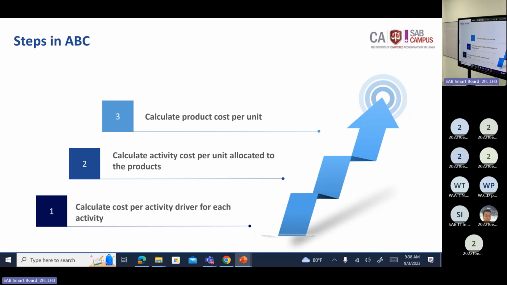Cost per cost driver. Second activity, what is the cost per cost driver? Then calculate the activity cost per unit allocated for the product.